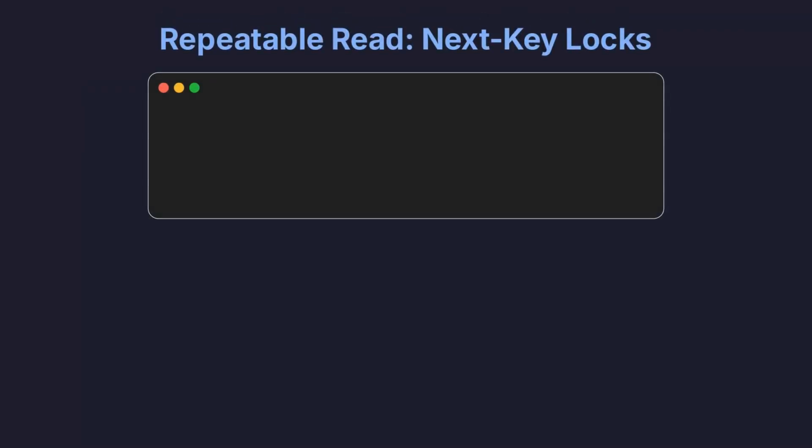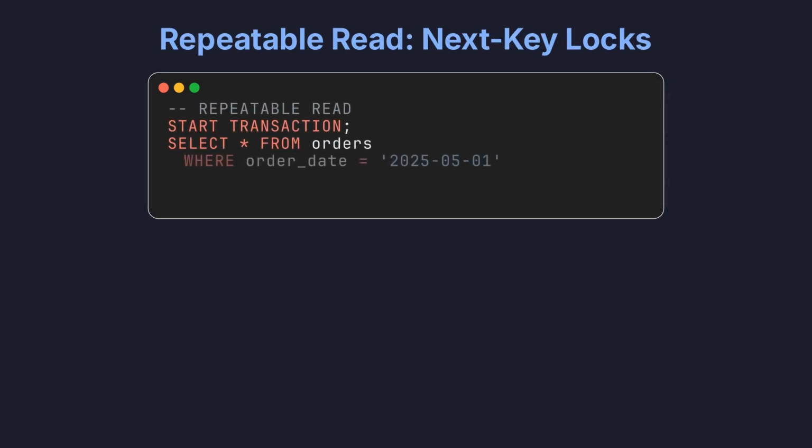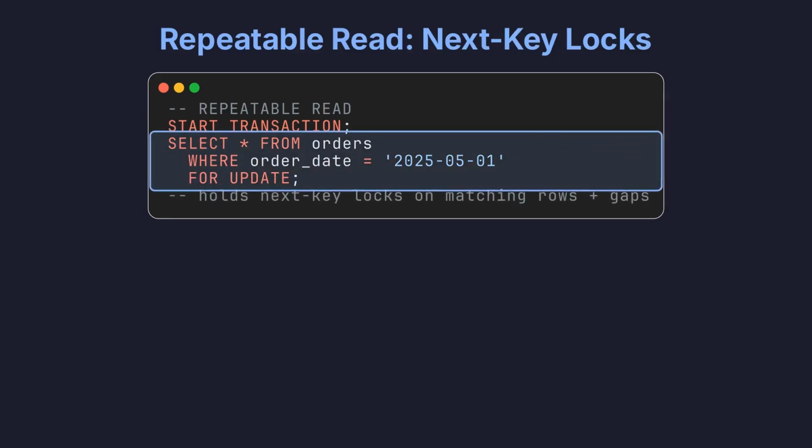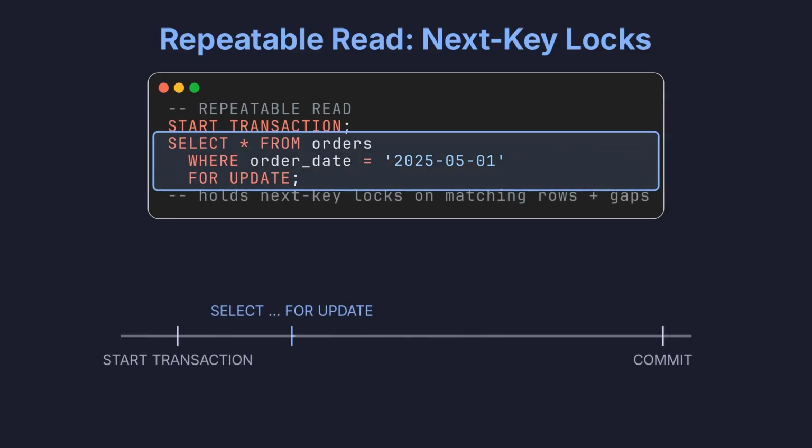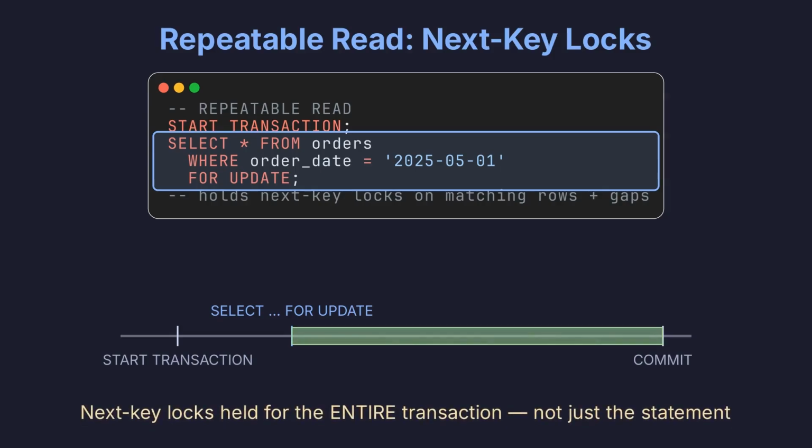Now switch to repeatable read. As soon as you issue a locking read, like a select for update, InnoDB sets next key locks on every scanned index record and the gaps preceding them. Those locks are held until the transaction commits. That is the key. The duration is the entire transaction, not just the statement.